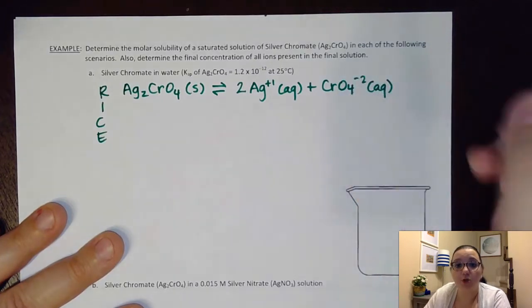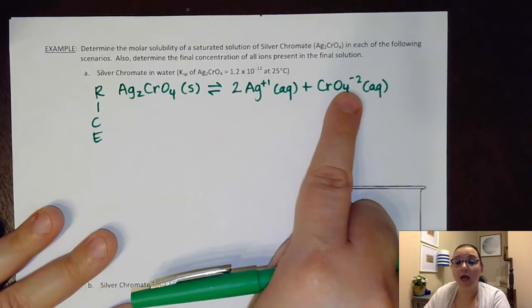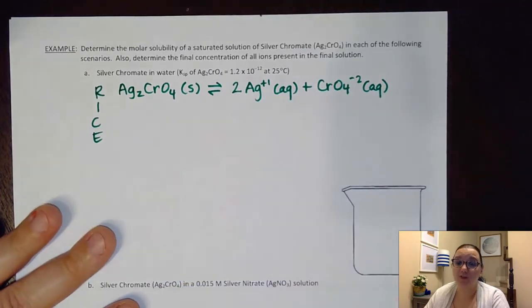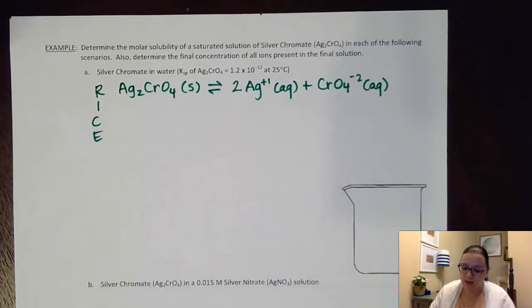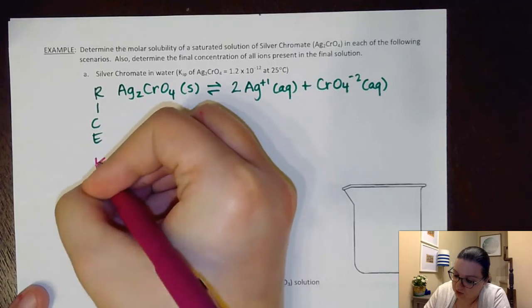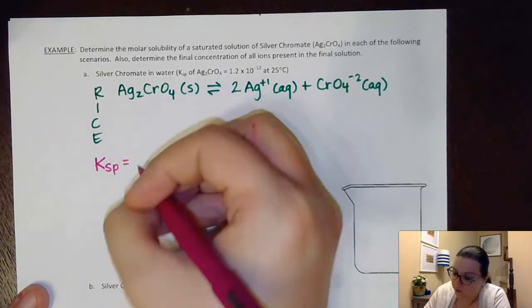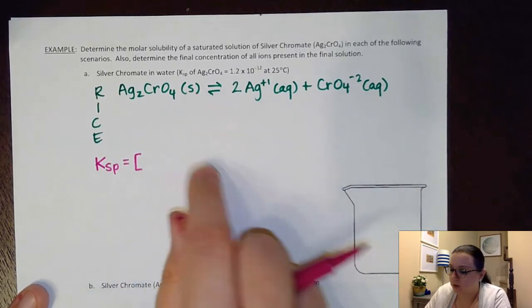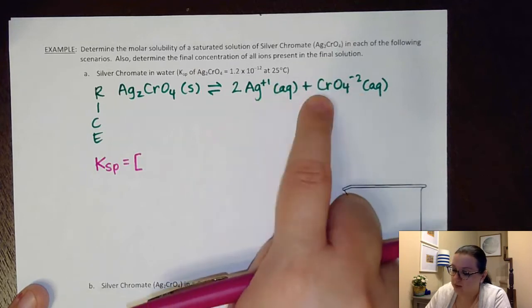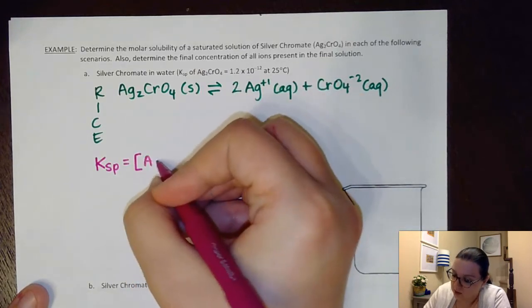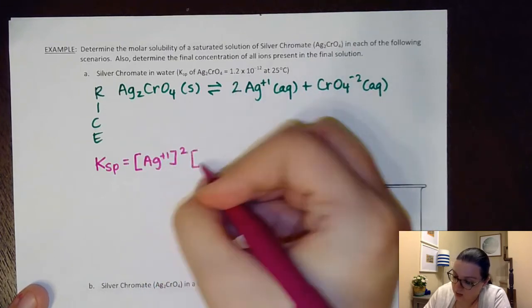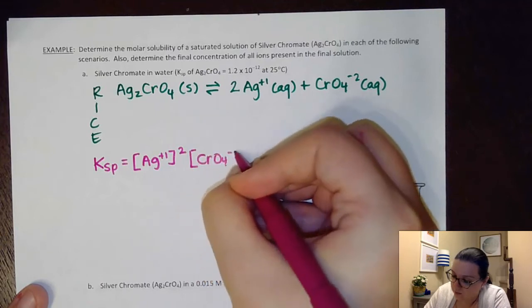Don't forget to put the charges with our ions. If you have a dissolving equation and you don't put the ionic charges with it, then technically it would be counted wrong. So just be really careful that you're putting those charges there. I'm also going to write my Ksp expression to see what information I might need from my RICE table. I know that the solid does not get included, so I'm not going to have anything in the denominator, but the numerator will have these 2 products raised to their coefficients. So I'll have Ag plus raised to an exponent of 2 because of the 2 coefficient there, and I'm going to have this CrO4 2 minus.